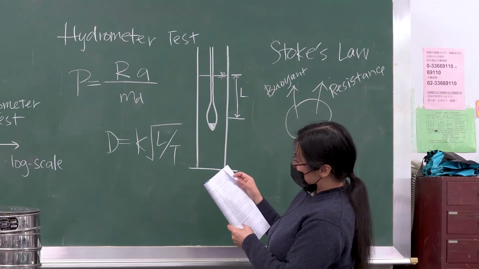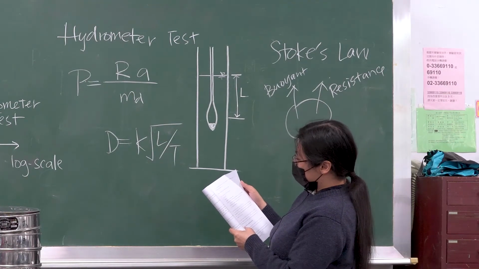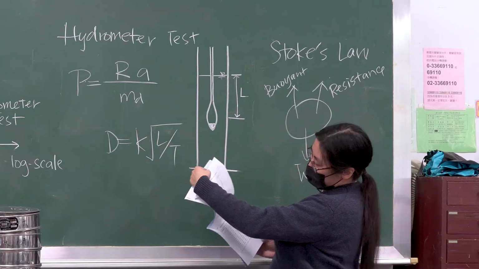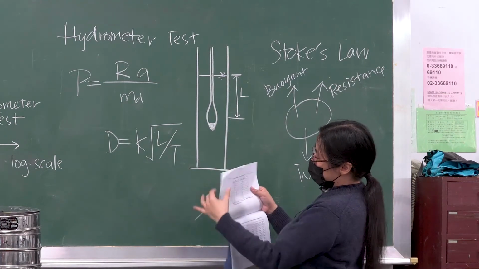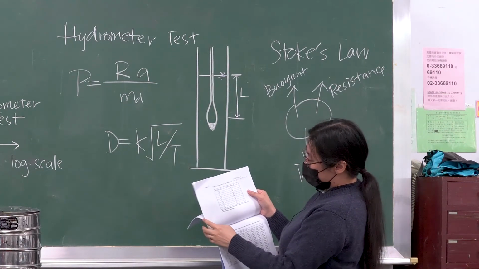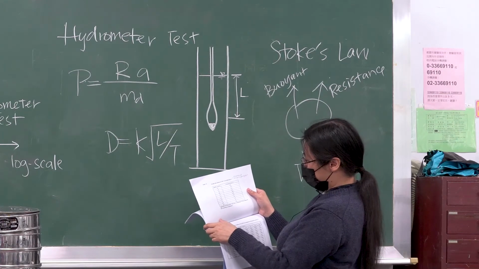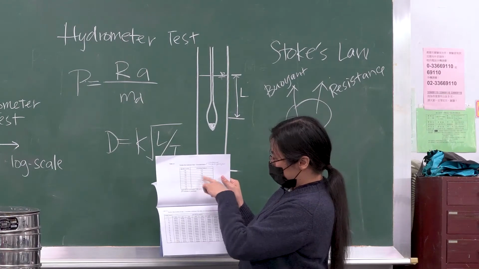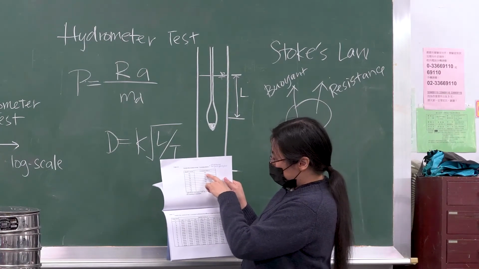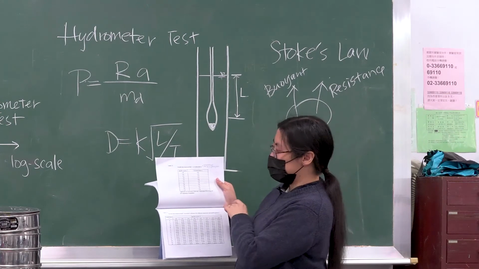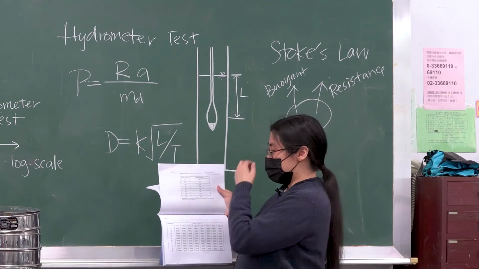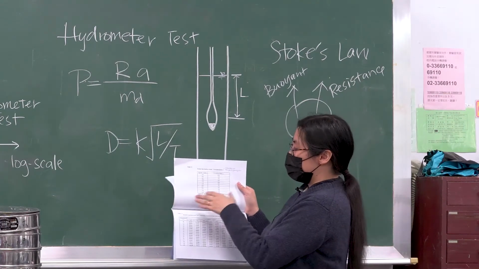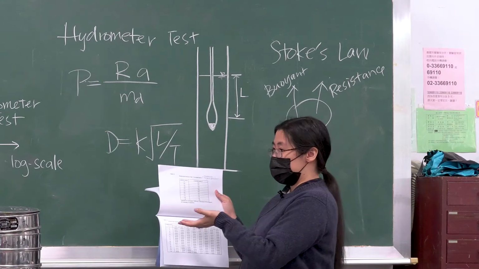And then A is a correction factor. If you look at table 2.2, which is on page 16, it is a correction factor for the hydrometer reading. If you look at the values of A, it depends on the specific gravity. However, when we first perform the hydrometer test, we do not know the specific gravity of soil.